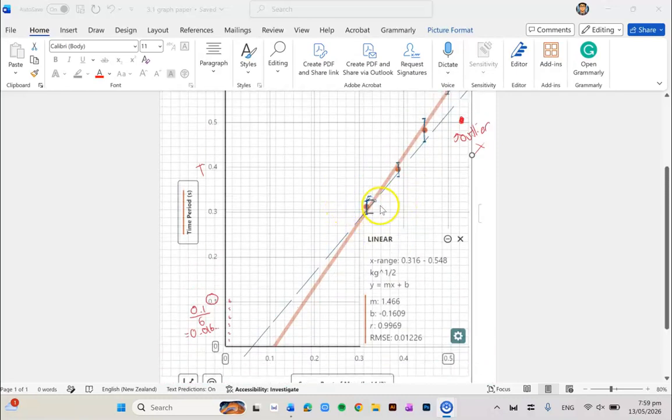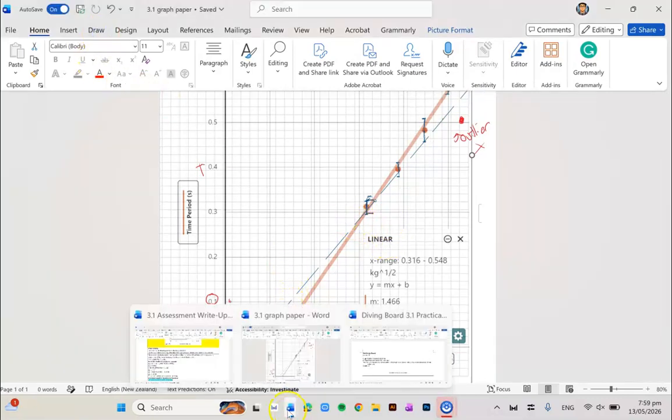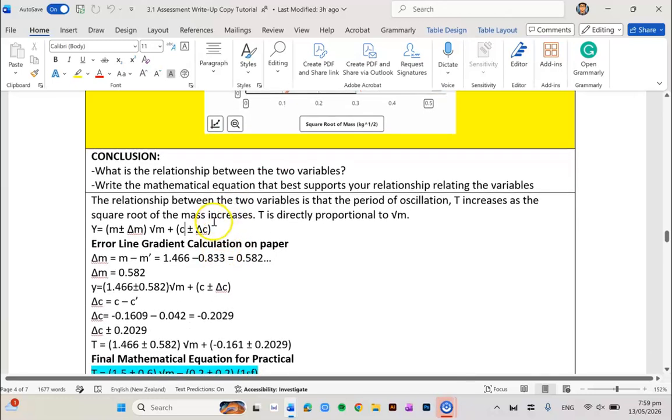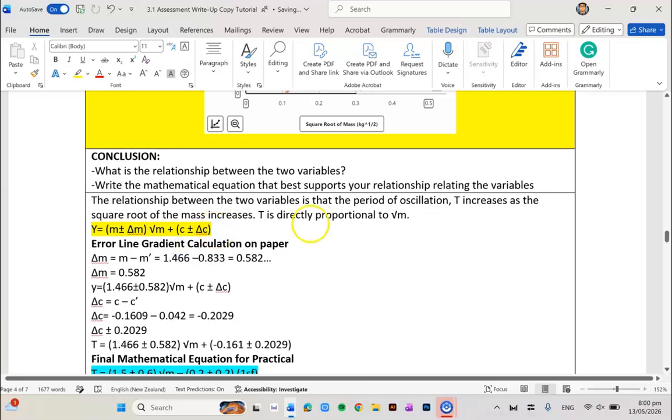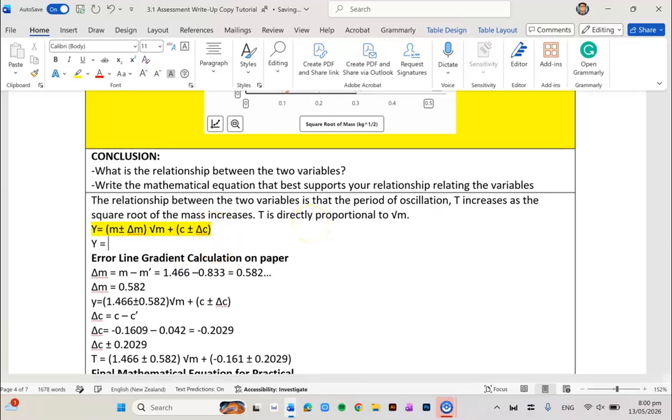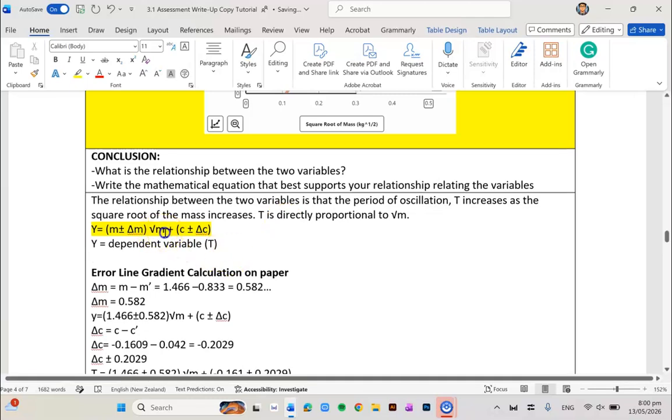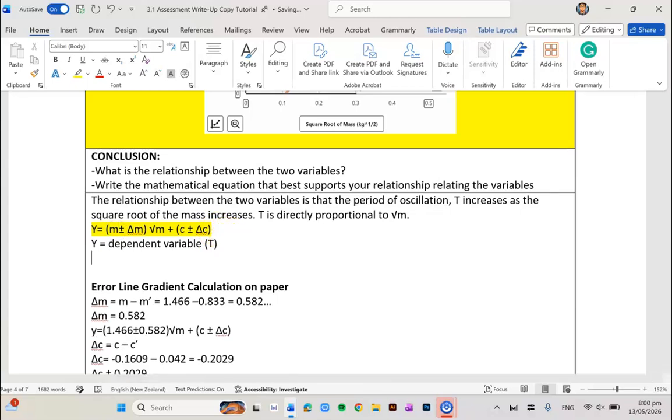So the next thing we need to do is find our mathematical equation, which if I go back to the document, it is this thing right here, okay? And I'll show you what each thing is. So remember, the y is the dependent variable, which is t. The m, this is not the mass, this is the gradient, okay? So don't get those two things confused. This is the gradient. It should be a lowercase m, but just ignore that.